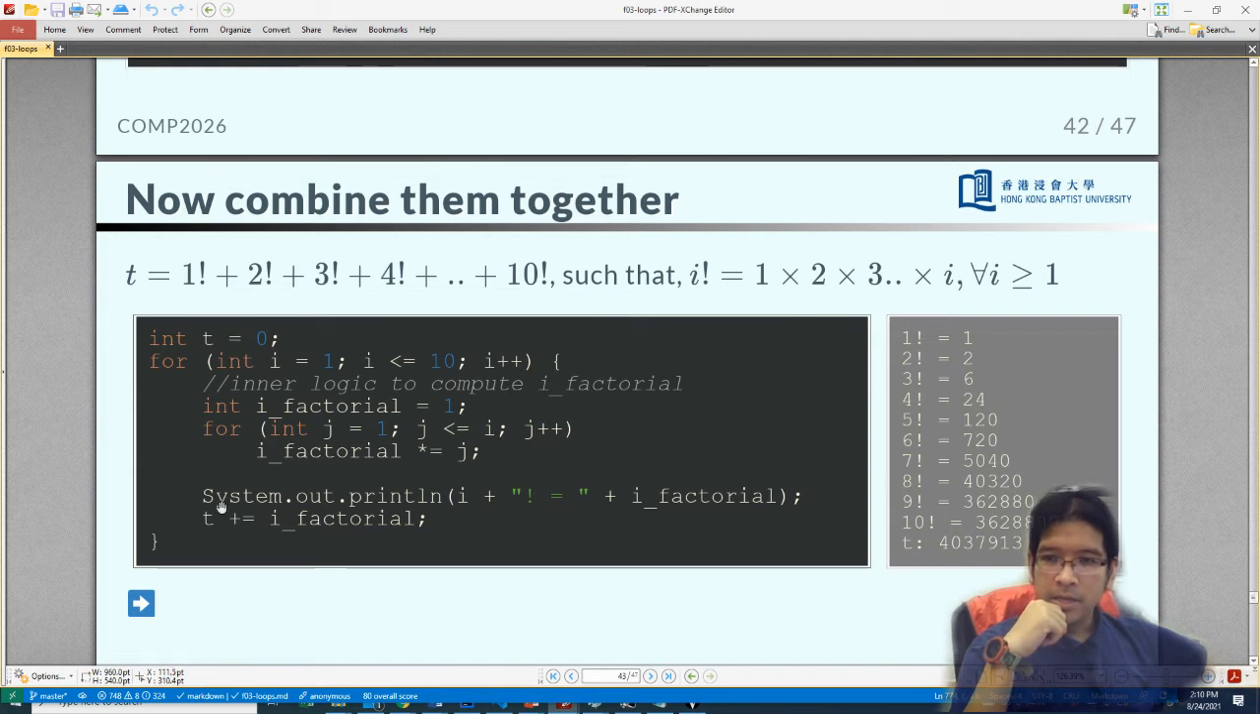Now this line, system.out.println, serves the purpose of just showing you the intermediate result. You can take away this line if you don't want this. Eventually we print out the value of t, which gives us this. Now this is another example of good use of a nested loop.